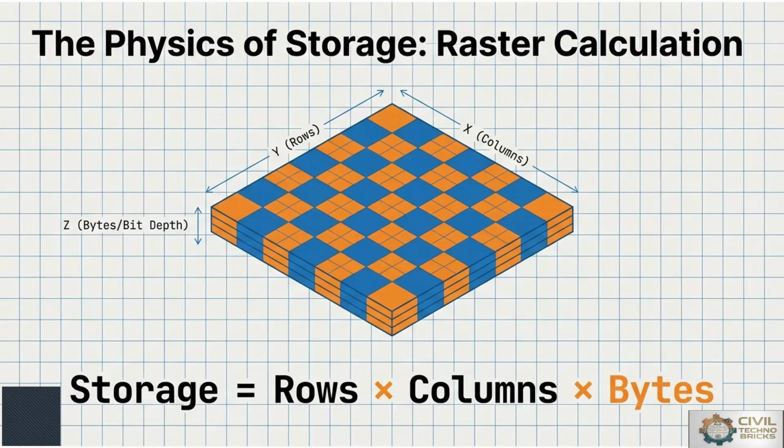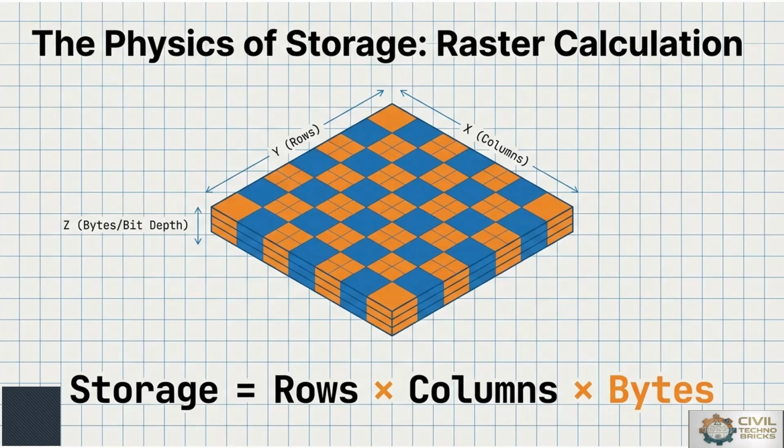So the physics behind that data storage is the raster calculation. If raster data is there, then we can take the elevation also. So y rows, x columns, and z depth in bits or bytes. So storage is equal to rows times columns times bytes, which means how much amount of data is stored.